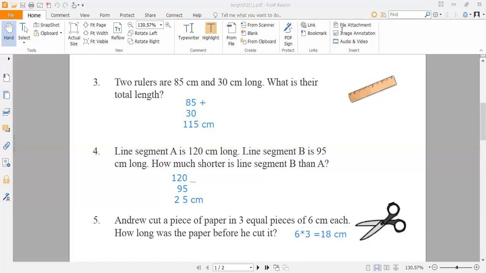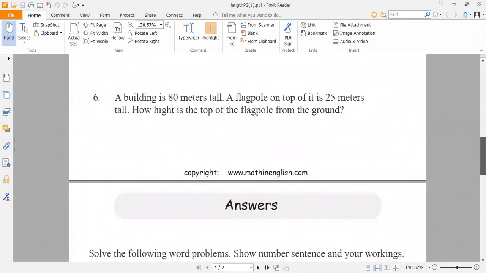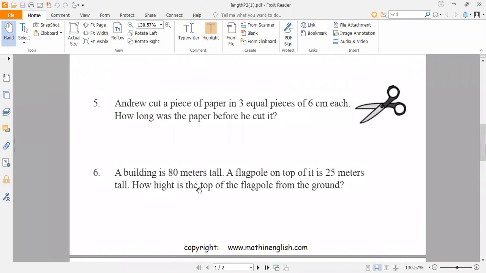Okay, the next question. Question 6. A building is 80 meters tall. A flagpole on top of it is 25 meters tall. How high is the top of the flagpole from the ground? Okay. We have a building, its height is 80 meters. Okay, on top of this building there is a flagpole, and its height is 25.